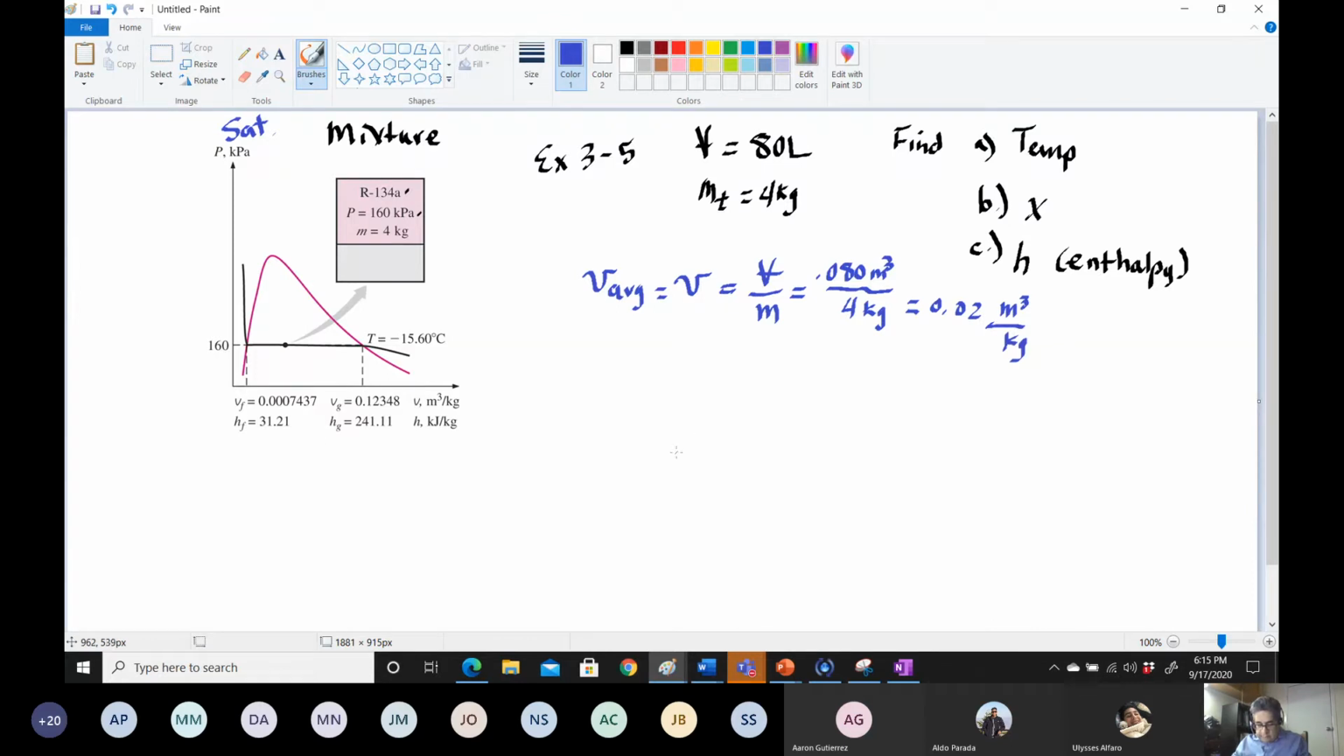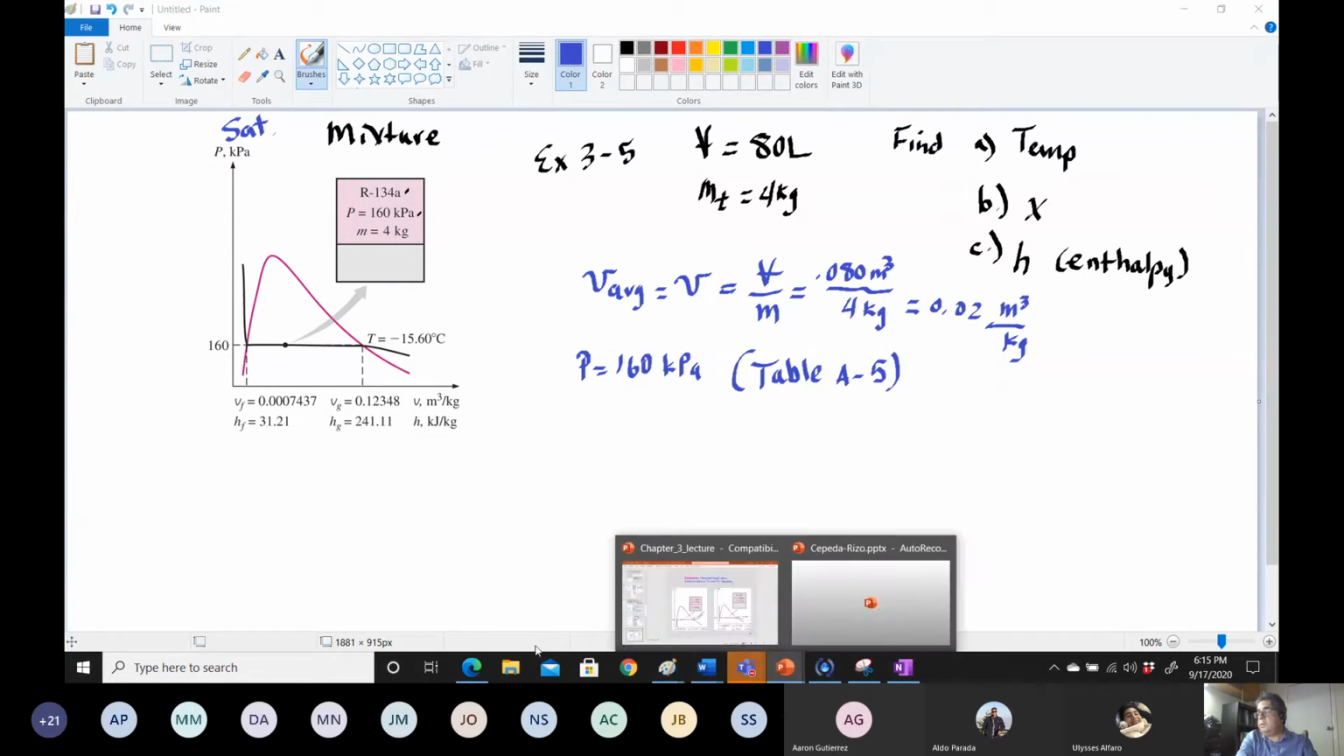All right. Now we're given the pressure. We haven't found the temperature yet, but we know the pressure is equal to 160 kilopascal. So this gives us a golden opportunity. Now the fact that we're given pressure, we don't use the same table as we did last time. We actually use the next table over, table A5, which is the table you use when you're given the pressure.